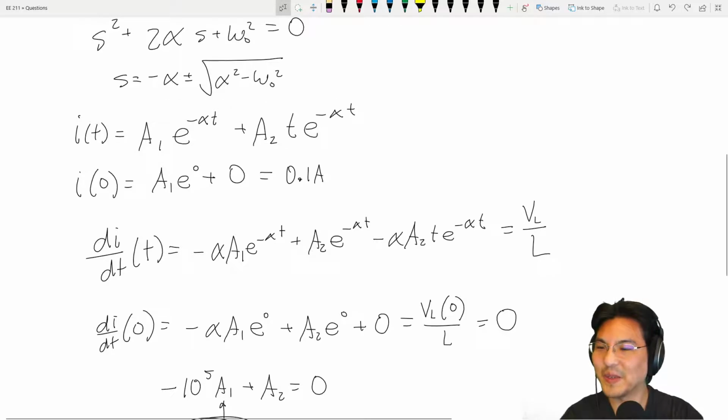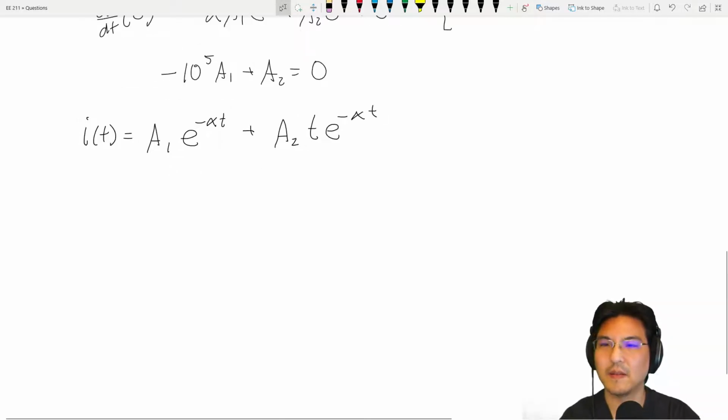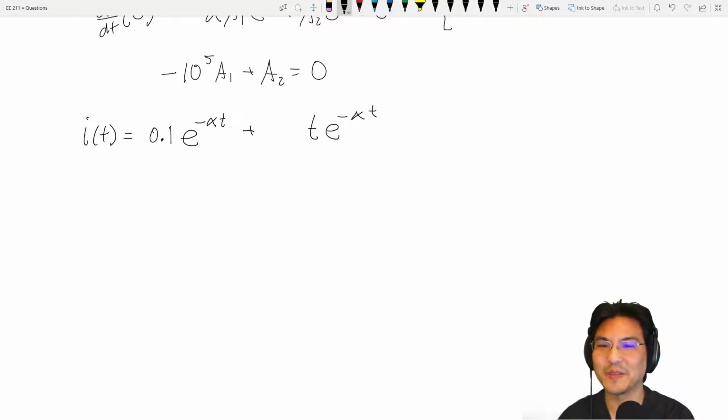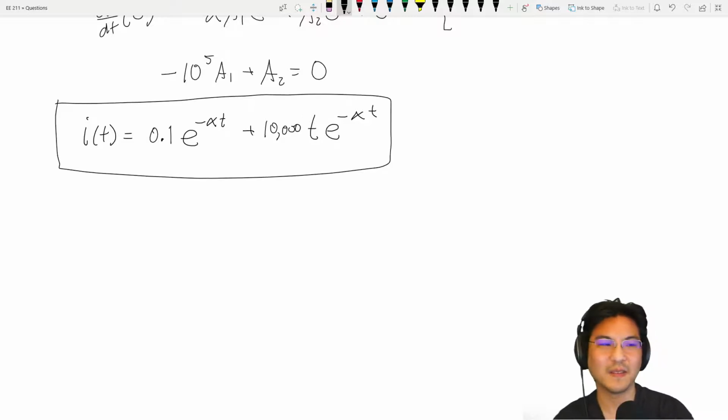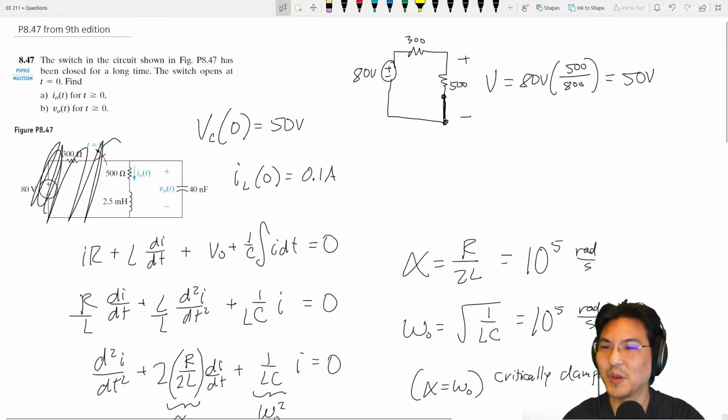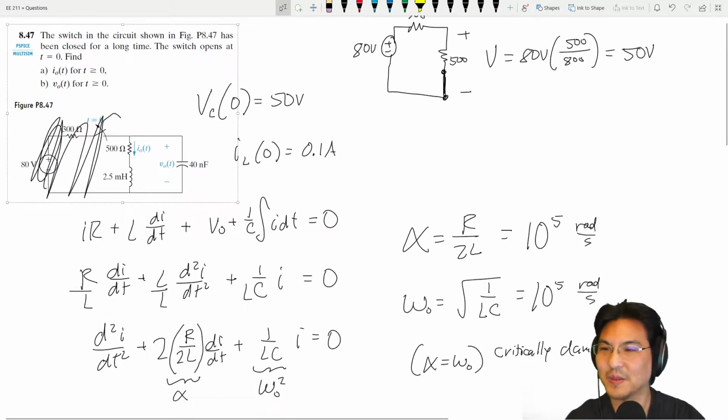Why don't I just copy and paste that? Okay, so A1 was 0.1 and A2 is 0.1 times 10 to the 5. So that'd be 10 to the 4. And there we go, 10,000, right? I'll just write 10,000. There we go. Okay, that's part A. Part B is, I'll just copy this.